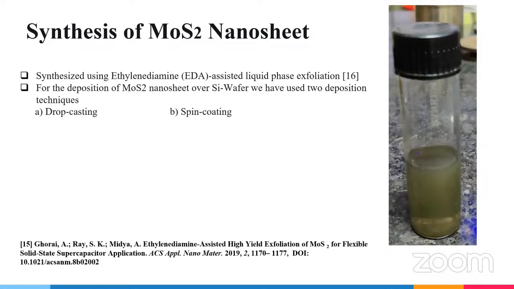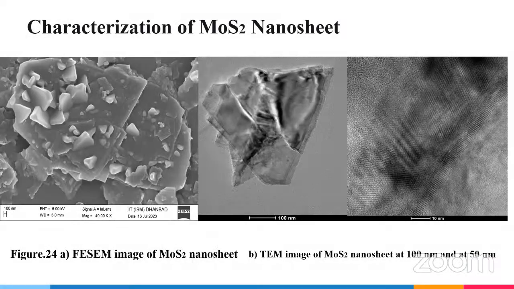You can see the exfoliated MoS2 nanosheet we have got is slightly greenish. The greenish form shows that the MoS2 is exfoliated into sheets. Here we have done SEM and TEM. SEM gives us a 3D image or the morphology of any kind of thin film. So the morphology here shows that the sheet has already been formed in the SEM technique.